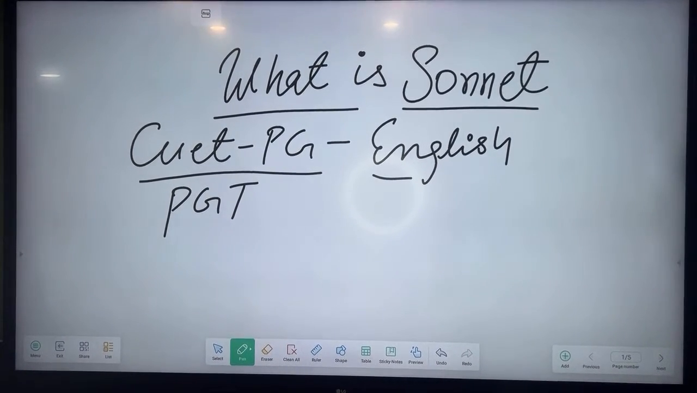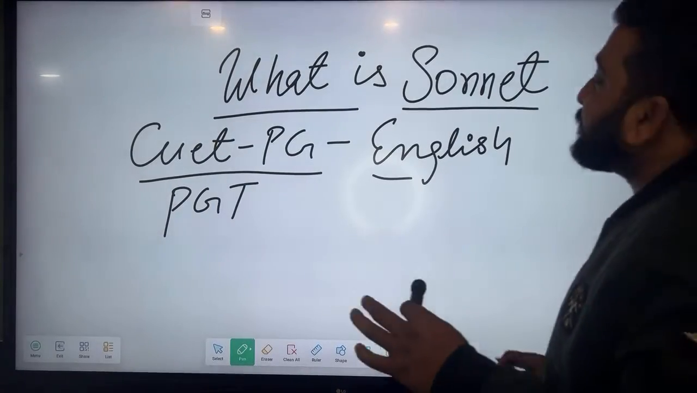I will try in this lecture to make it easy for you all, to make you understand what is the sonnet.